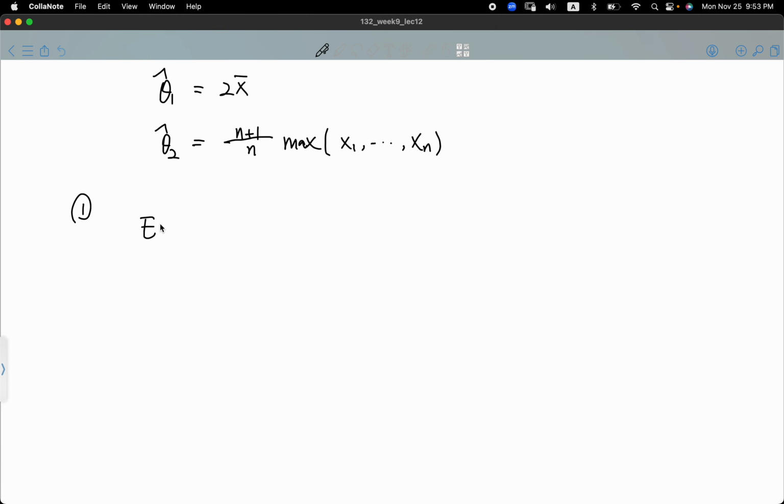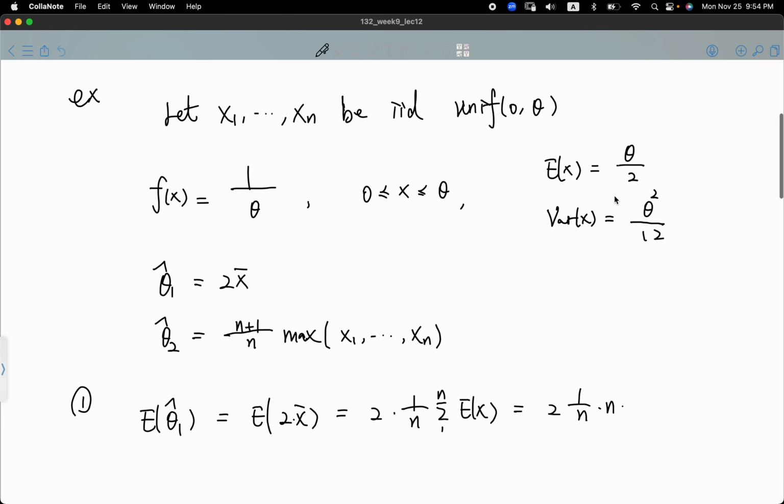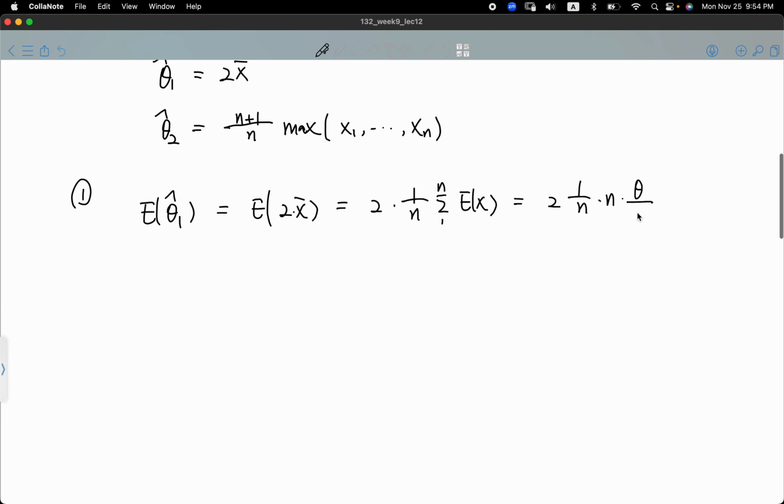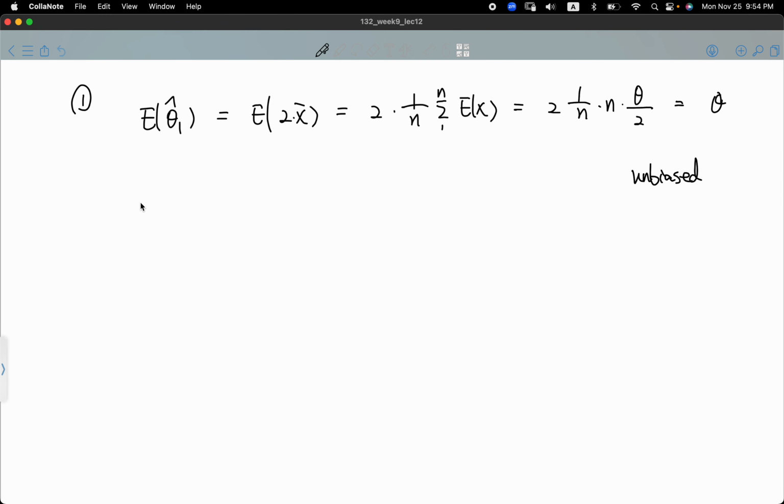So the expected value of theta 1 hat is the expected value of 2 times X bar, and this is 2 times 1 over n times the summation of E of X, and this is just 2 times 1 over n times n times the expected value, because they are identically distributed. So the expected value will be theta over 2 for each of them. So you have theta, and this is an unbiased estimator. Next, let's talk about the variance.